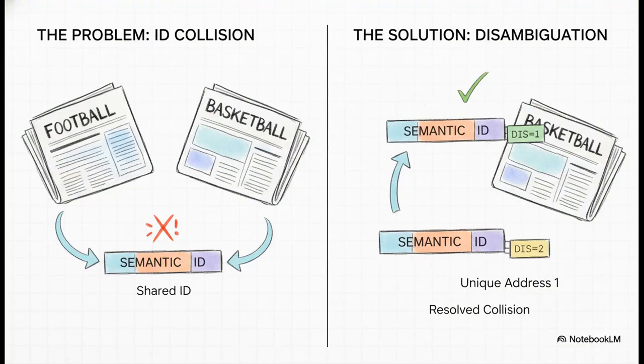Now, you might be thinking, hey, what about that tiny sub-1% collision rate we saw? It's a great question, and the fix is super elegant. If 2 different articles happen to generate the exact same semantic ID, we just tack on a little disambiguation token at the end. DIS1, DIS2, and so on. Problem solved. Every single item still gets a perfectly unique address.